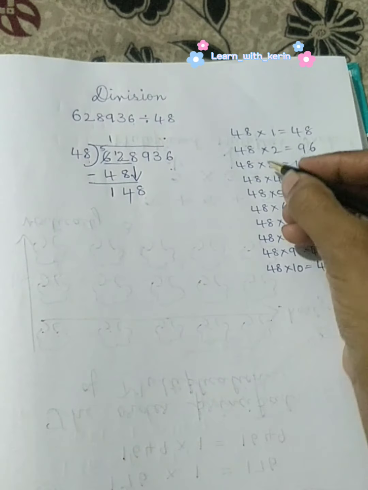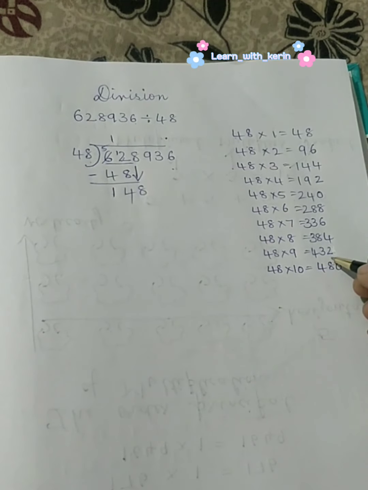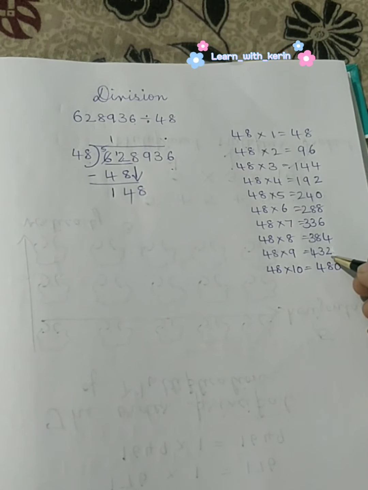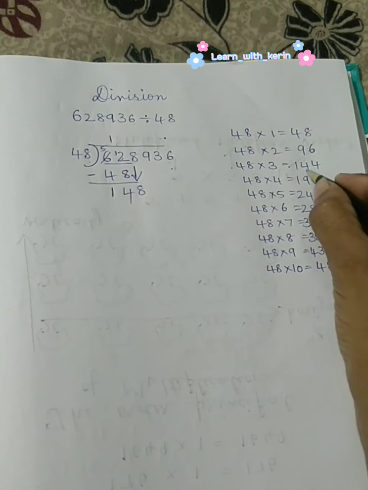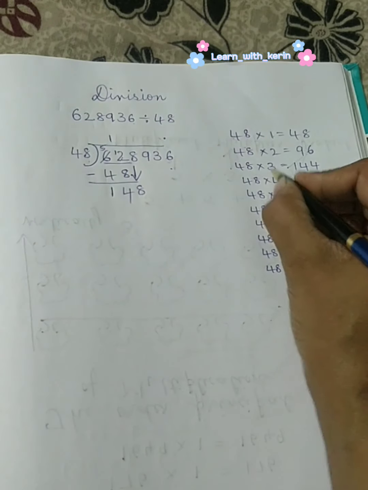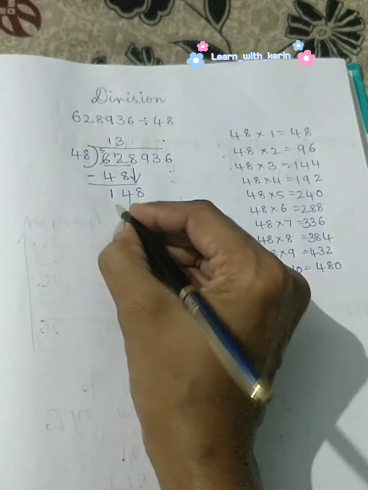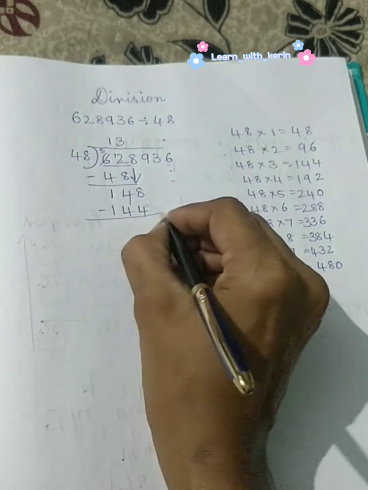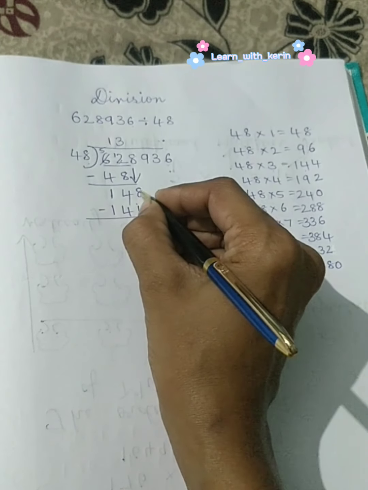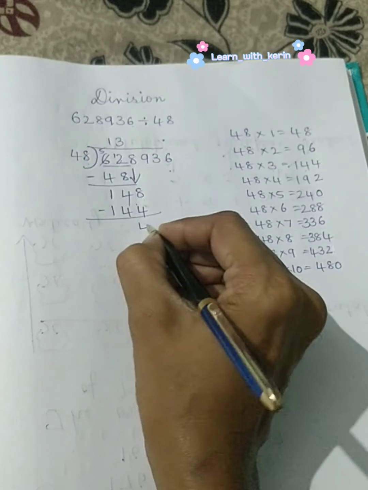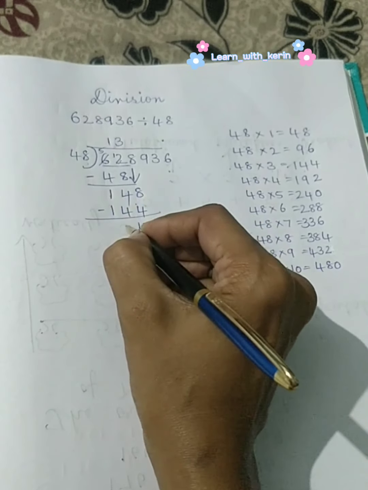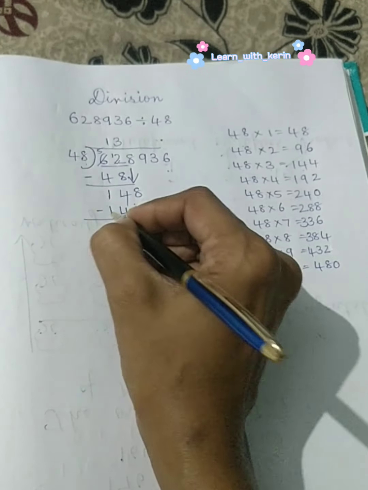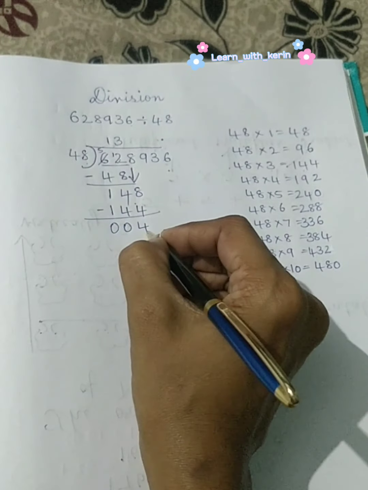We'll search for 148 in 48 table. Yes, we don't have 148 in 48 table, but lesser than 148 is 144, which is 3 times. We'll write 3 times here. 48 3 times, 144. We'll subtract 144 from 148. 8 minus 4 is 4. 4 minus 4 is 0. 1 minus 1 is 0. We got the remainder 4.